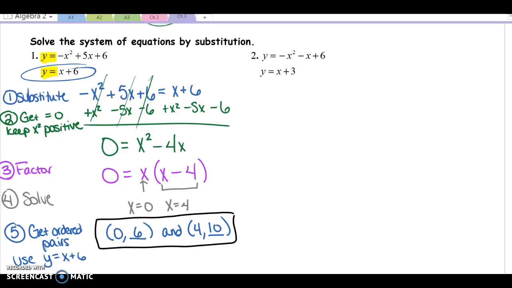Step 1, substitute. Put the two things equal to each other. So we have negative x squared minus x plus 6 equals x plus 3. Step 2 was to get one side to equal 0, and we need our x squared to be positive. So I'm going to add x squared on both sides, add x, and subtract 6.